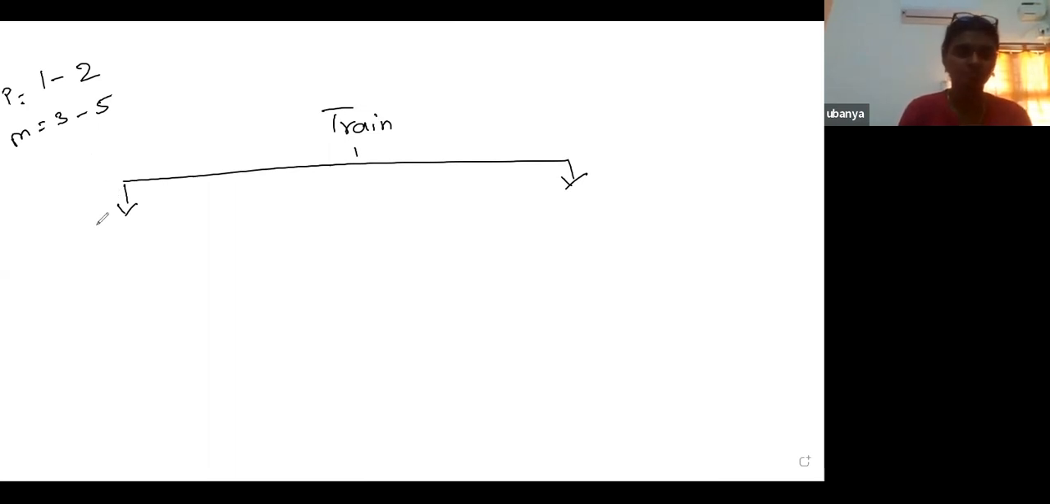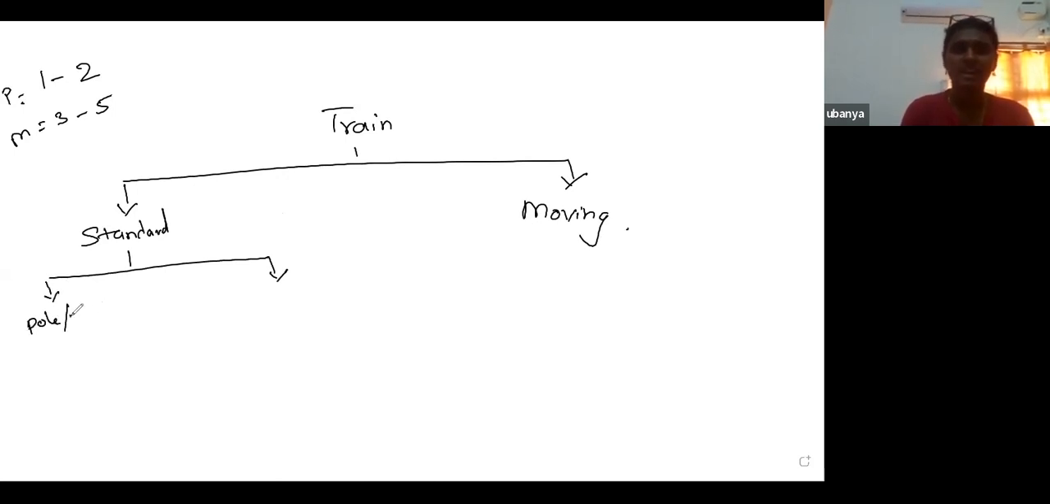Let me go through this. The basic formulas I'm going to explain. In the train sum, one train will be moving for sure. And if it is supposed to cross a pole, or a standing man, or a standing tree, an electric pole, etc., which doesn't have a length of its own.